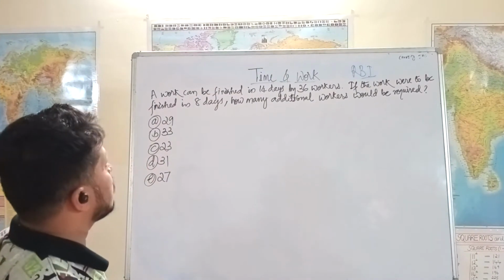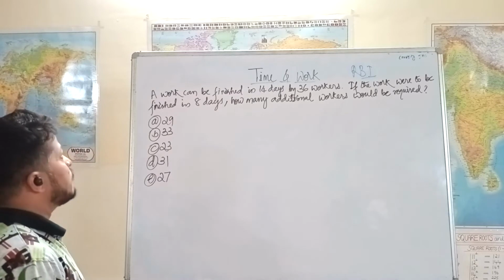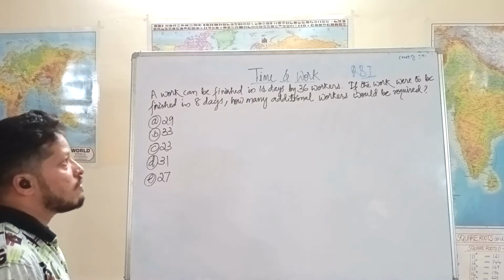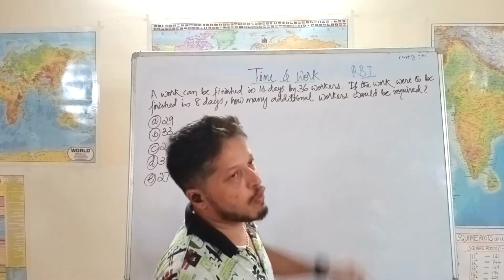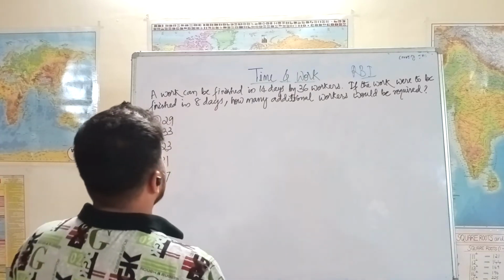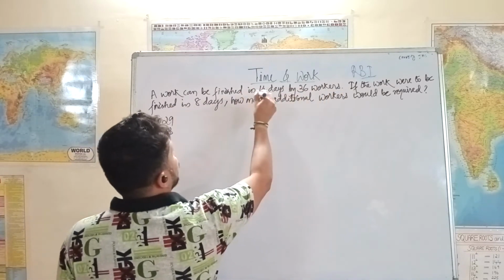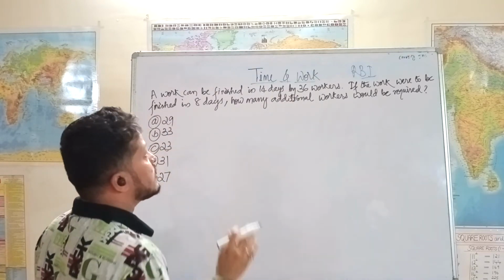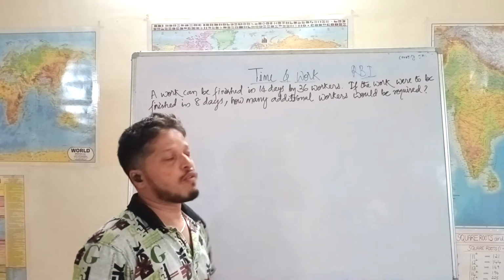Okay, we have a slightly different question this time. It's from a previous year RBI. The work can be finished in 14 days by 36 workers. If the work were to be finished in 8 days, how many additional workers would be required? See, we have individual workers' efficiency. If you give 14 days, 36 workers can complete it, but they don't have so many days. They just have 8 days to complete. So we will find how many additional workers are required.